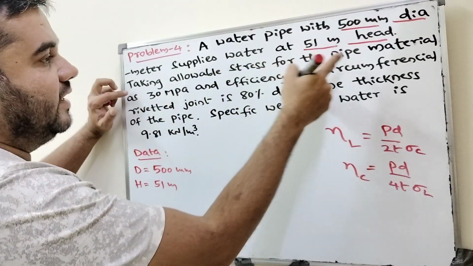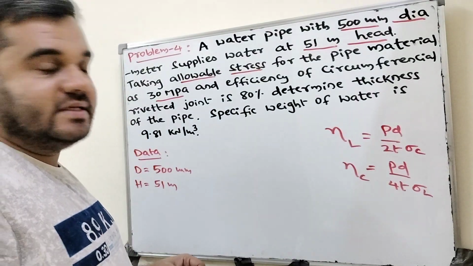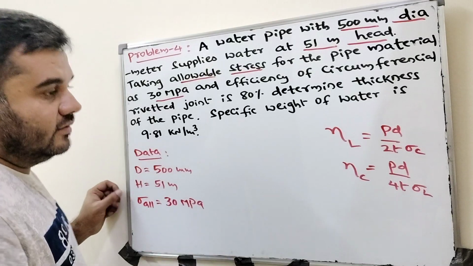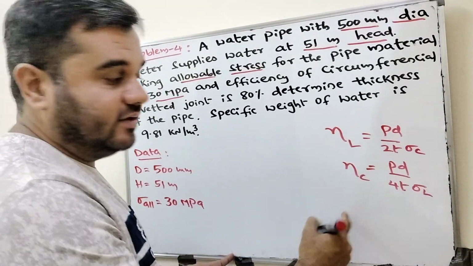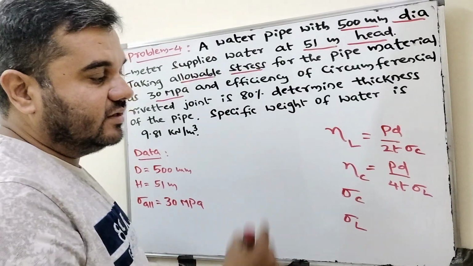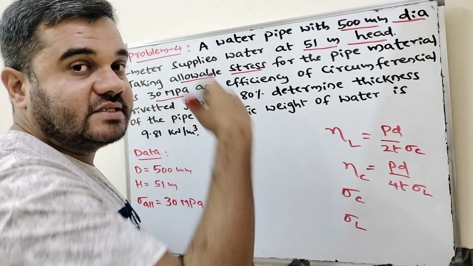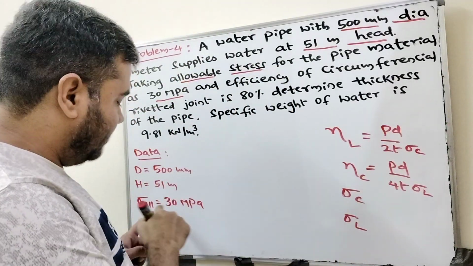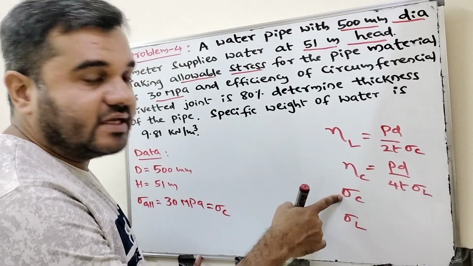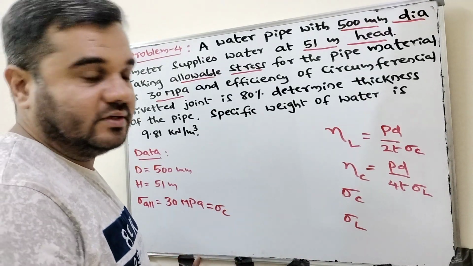Taking the allowable stress for the pipe material as 30 MPa. What do we mean by the allowable stress here? Sigma allowable is given as 30 MPa, 30 Newton per mm square, right? We have two types of stresses developed in a thin cylinder, sigma C and sigma L, the circumferential stress and the longitudinal stress. Out of these two, which one is maximum? As we discussed in an earlier problem, circumferential stress is maximum compared to longitudinal stress. That is why the maximum allowable stress is given, so this is sigma C. Longitudinal stress is half of the circumferential stress, so the maximum stress in the cylinder is the circumferential stress.